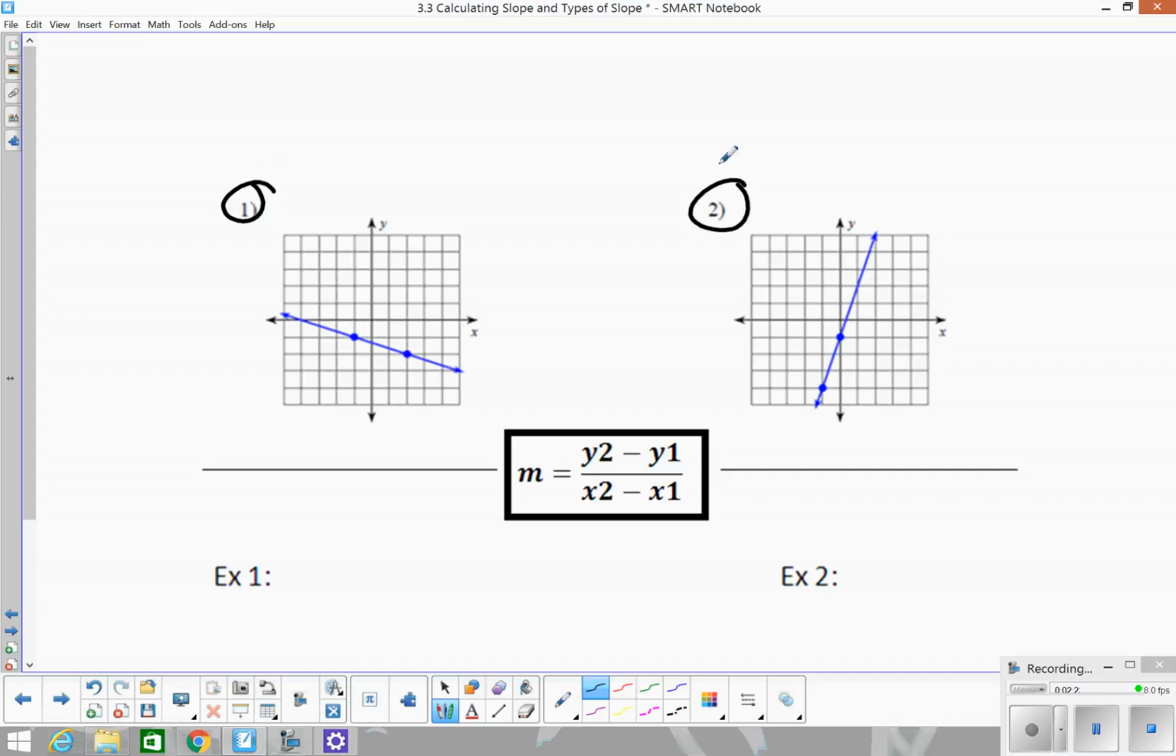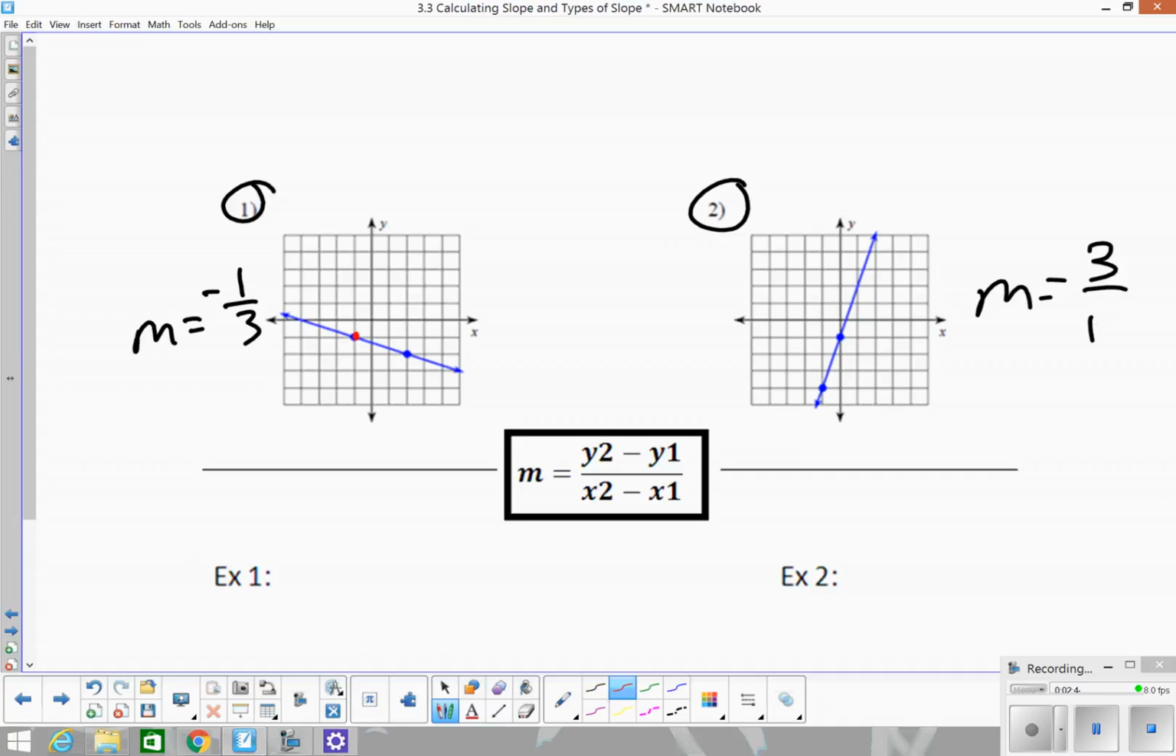So these are the exact identical graphs that we just calculated the slope for. Now I know that my slope for number 1 is -1/3, and I know that my slope here is 3/1. But I did that using the graph. Now what if I wasn't given the graph? What if I was just given 2 points on that line? So let's choose 2 points.